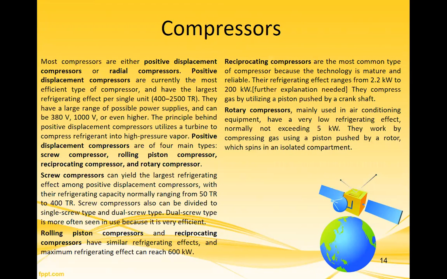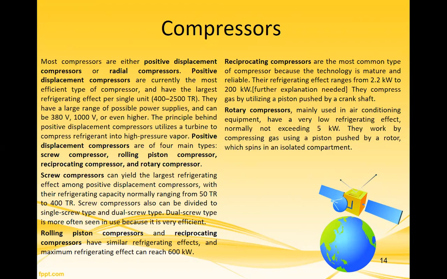Another part of the ice machine is the compressor. Most compressors are either positive displacement compressors or radial compressors. Positive displacement compressors are currently the most efficient type of compressor and have the largest refrigerating effect per single unit, 400 to 2,500 tons. They have a large range of possible power supply voltage and can be 380 to 1,000 volts or even higher. The principle behind positive displacement compressors utilizes a turbine to compress refrigerant into high pressure vapor.